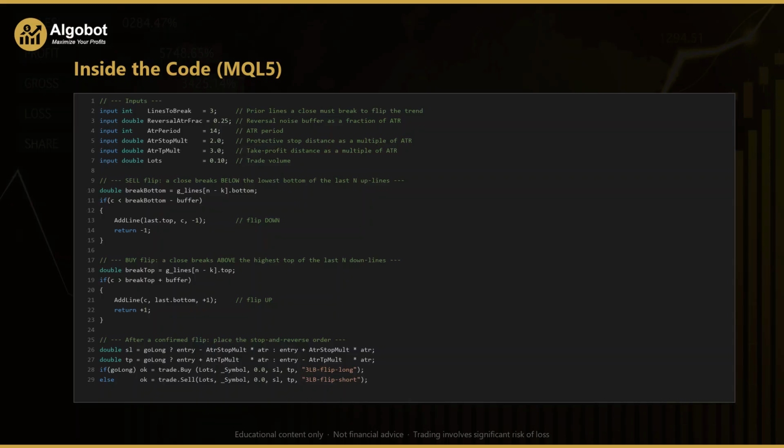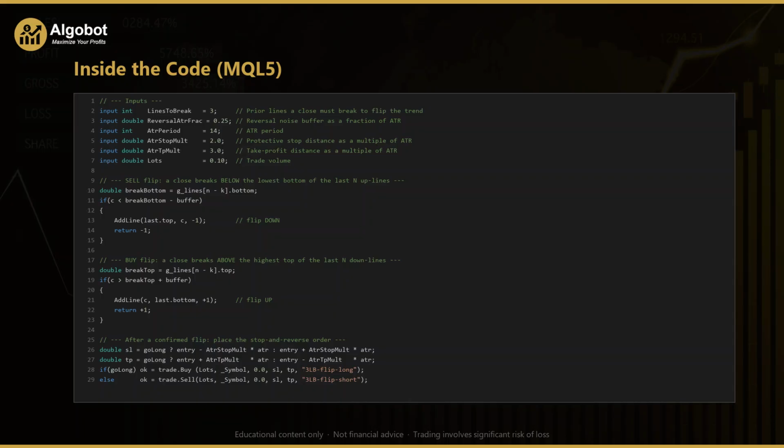Below that, once a flip is confirmed, the stop loss and take profit are calculated. For a long, the stop sits below the entry by the ATR stop multiple and the target sits above by the ATR take profit multiple. For a short, those distances flip to the other side. Finally, the code calls trade.buy for a long flip or trade.sell for a short flip, passing the lot size, the stop, the take profit, and a descriptive comment.